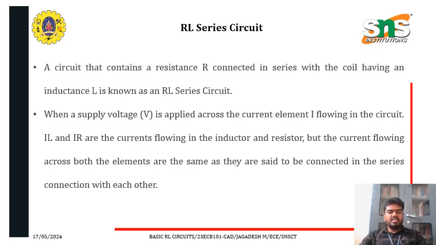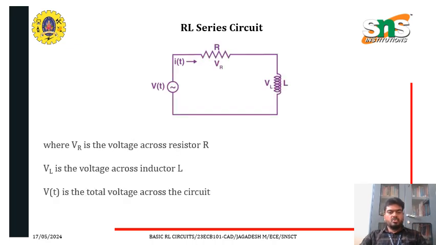A circuit that contains a resistance R connected in series with a coil having an inductance L is known as an RL series circuit. When a supply voltage V is applied, the current I flows in the circuit, with IL and IR being the current flowing in the inductor and the resistor. The current flowing across both elements is the same as they are connected in series with each other. So here VR is the voltage across the resistor, VL is the voltage across the inductor, and VT is the total voltage across the circuit.